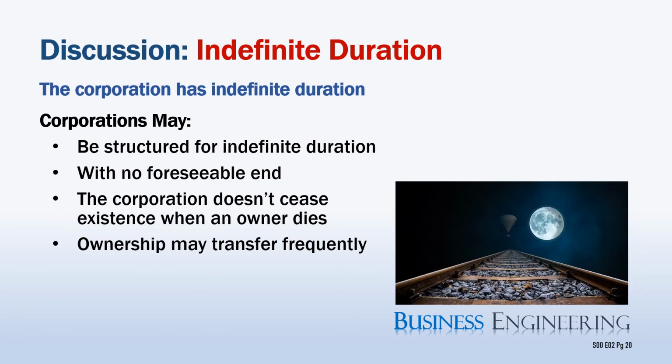One distinct difference between a corporation and an individual is the concept of indefinite duration. When an individual dies, so does all of their legal existence. Corporations do not have this limitation. Corporations may be structured for indefinite duration with no foreseeable end. The corporate entity doesn't close when an owner dies, and ownership may transfer hands many times over many years.